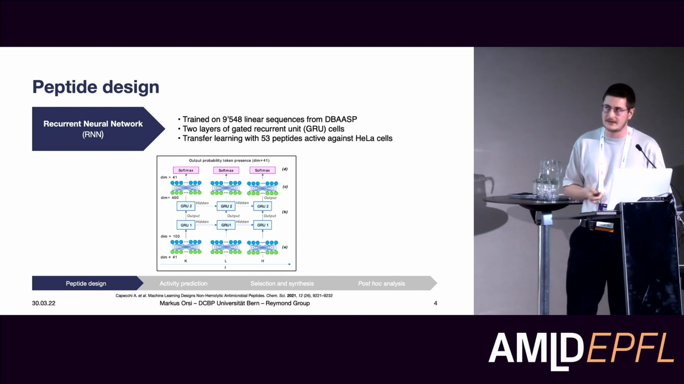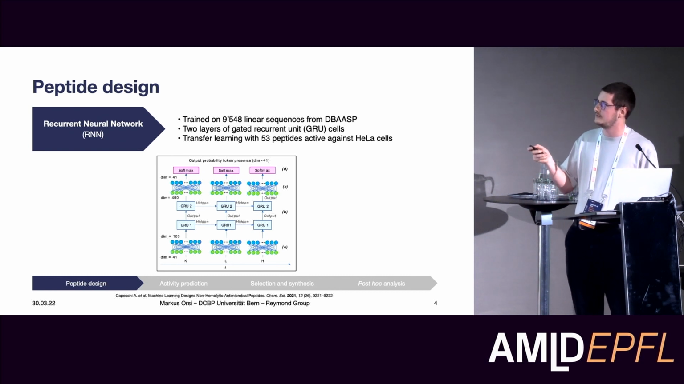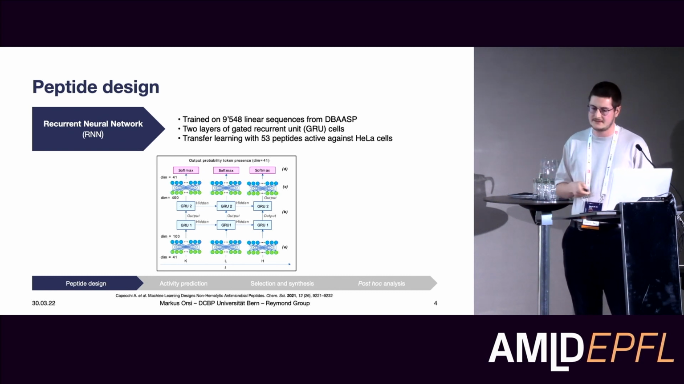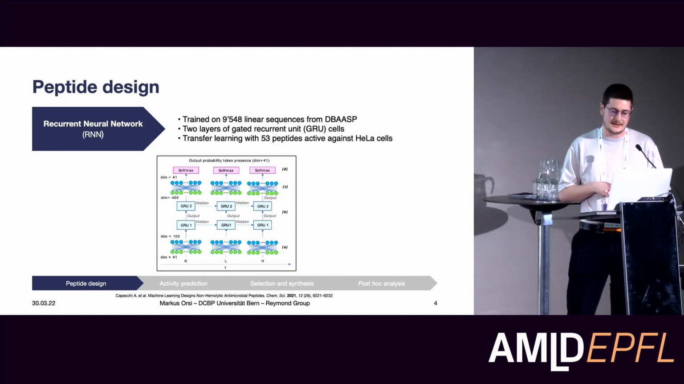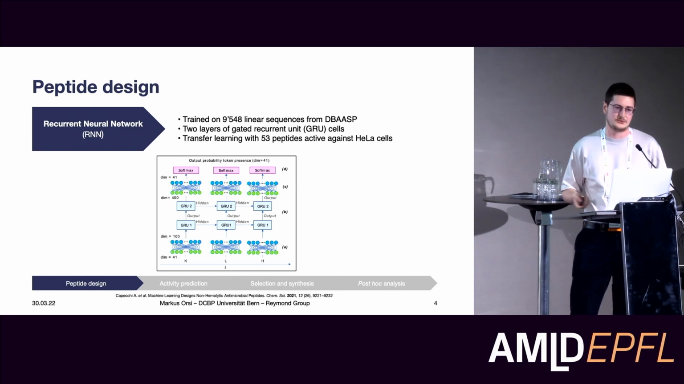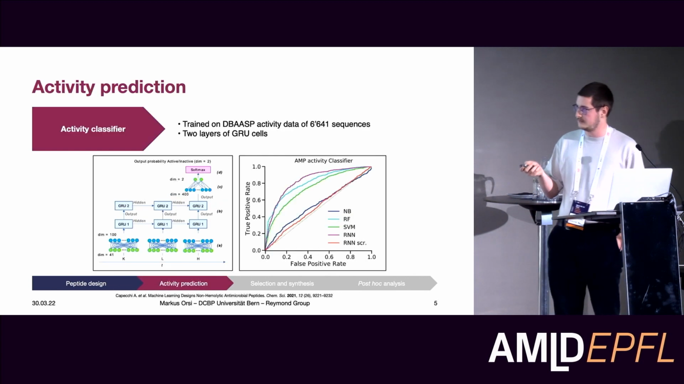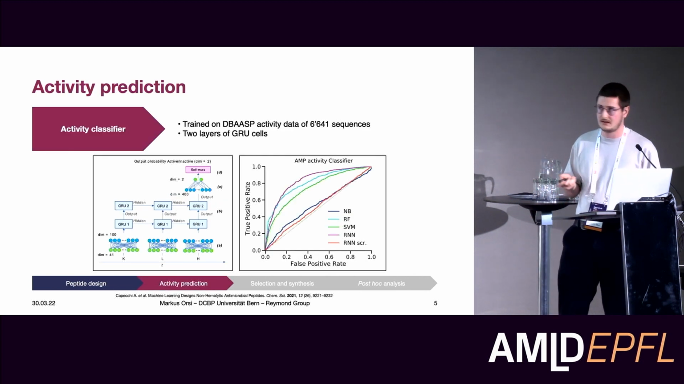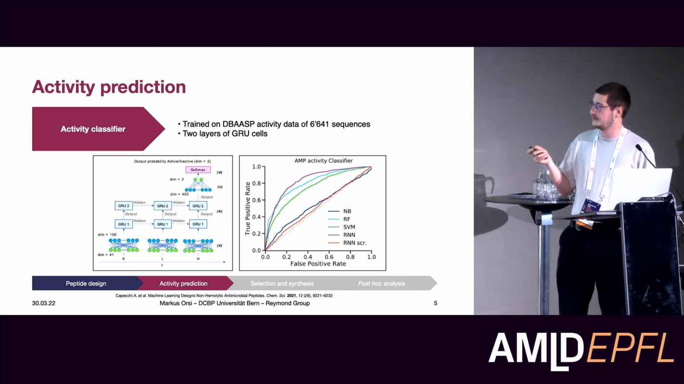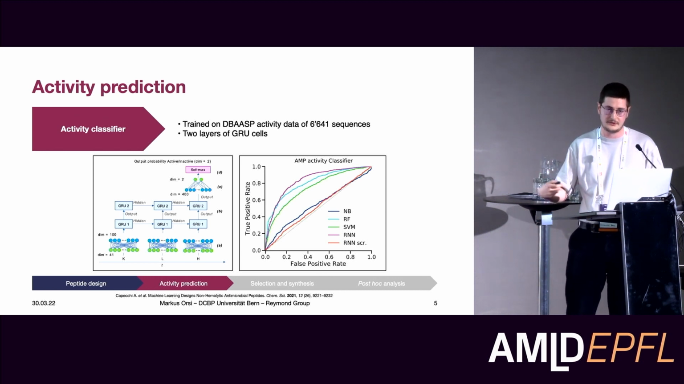And in a second step, we do transfer learning with 53 peptides active against HeLa cells. These are human cancer cells. And this should guide the generation of our sequences towards sequences active against cancer. From this exercise, we sampled a total of 50,000 sequences. And we applied our activity classifier on all of the 50,000 sequences. You can see the architecture is quite similar, but the output is that a sequence is predicted to be active or inactive.